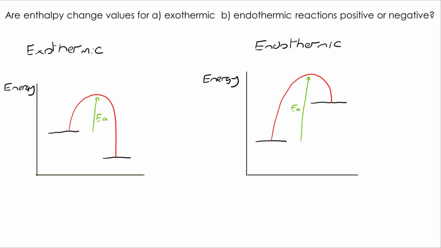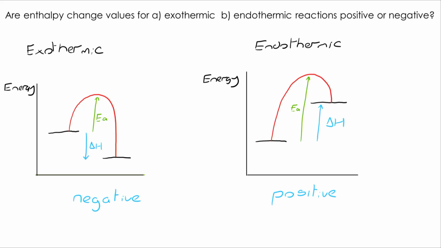But I'm now going to add another stage. And this is going to help us to understand whether delta H is negative or positive for an exothermic and an endothermic reaction. If I take a look on here, you can see my delta H arrow on the exothermic is a downward arrow, and on the endothermic, it's an upward arrow. So if I think about moving down, that's a lower energy, that's a negative value.